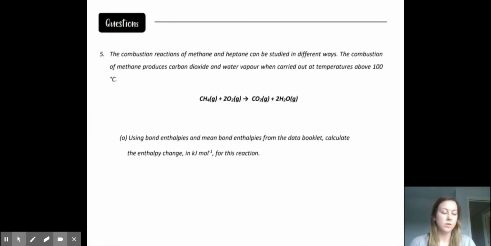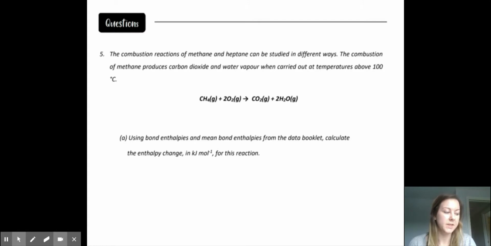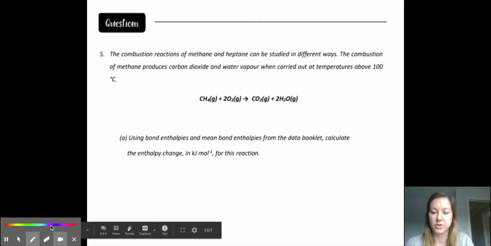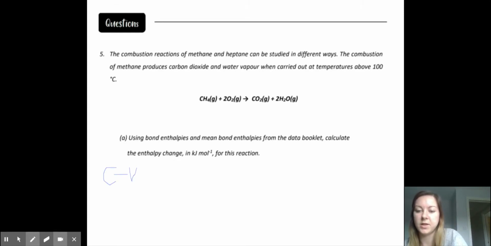So our list on our positive side is going to be as follows. Your carbon to hydrogen bond, you have 4 of. Your carbon to hydrogen, you have 4, and that is going to equal 412 times 4, which is 1,648.